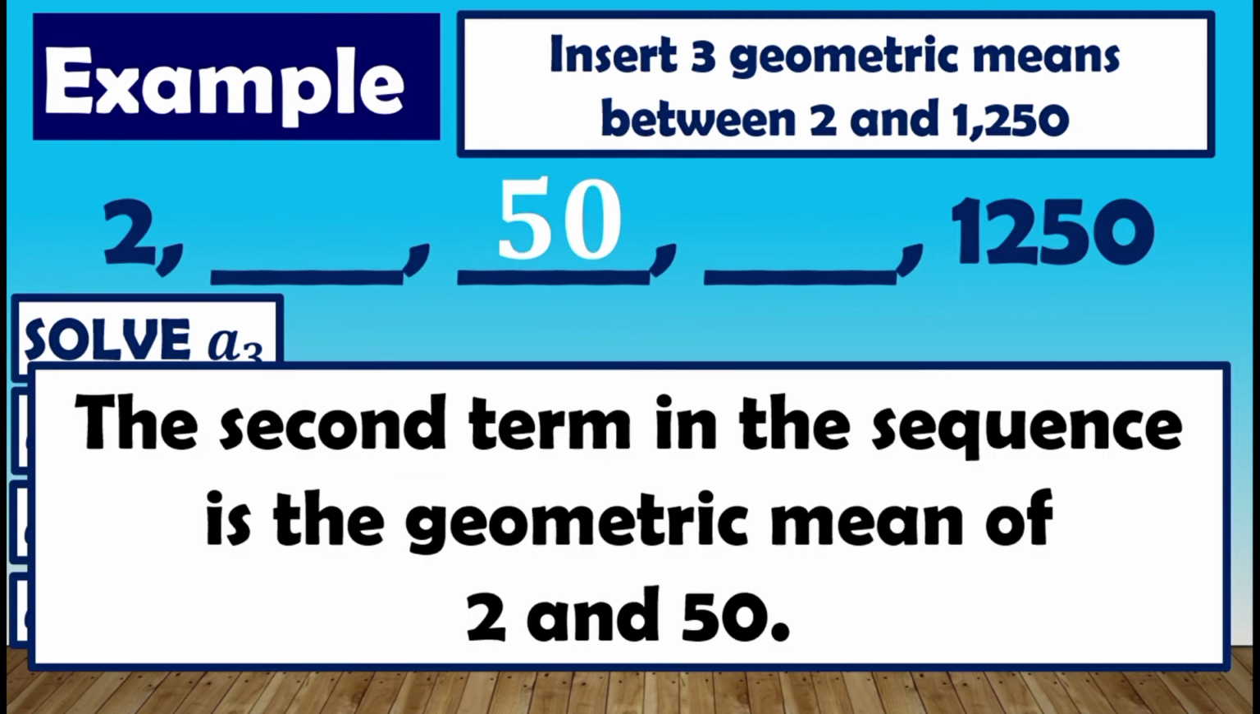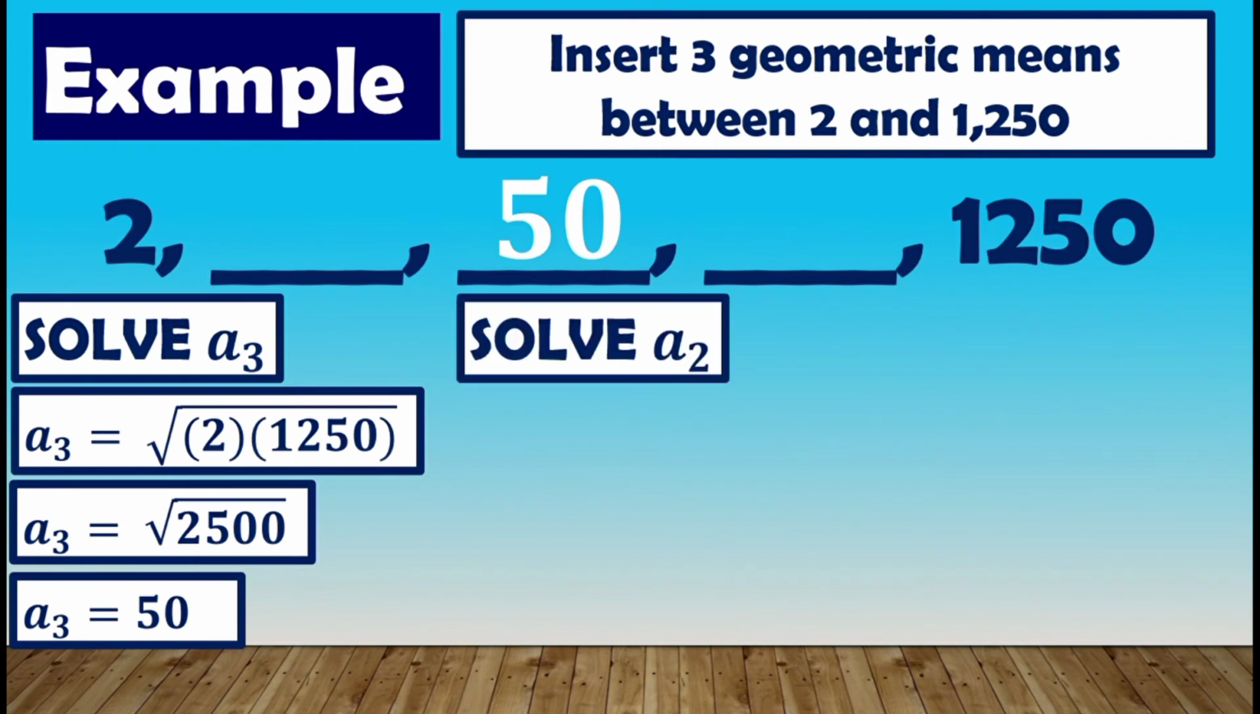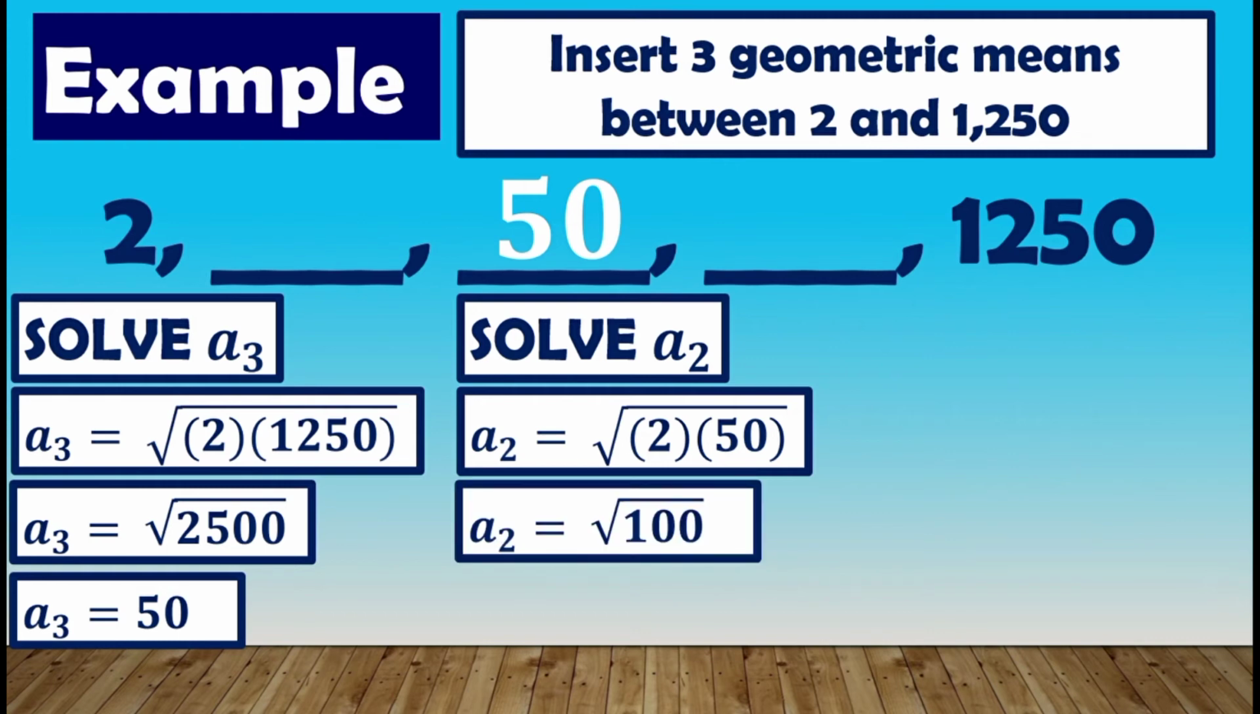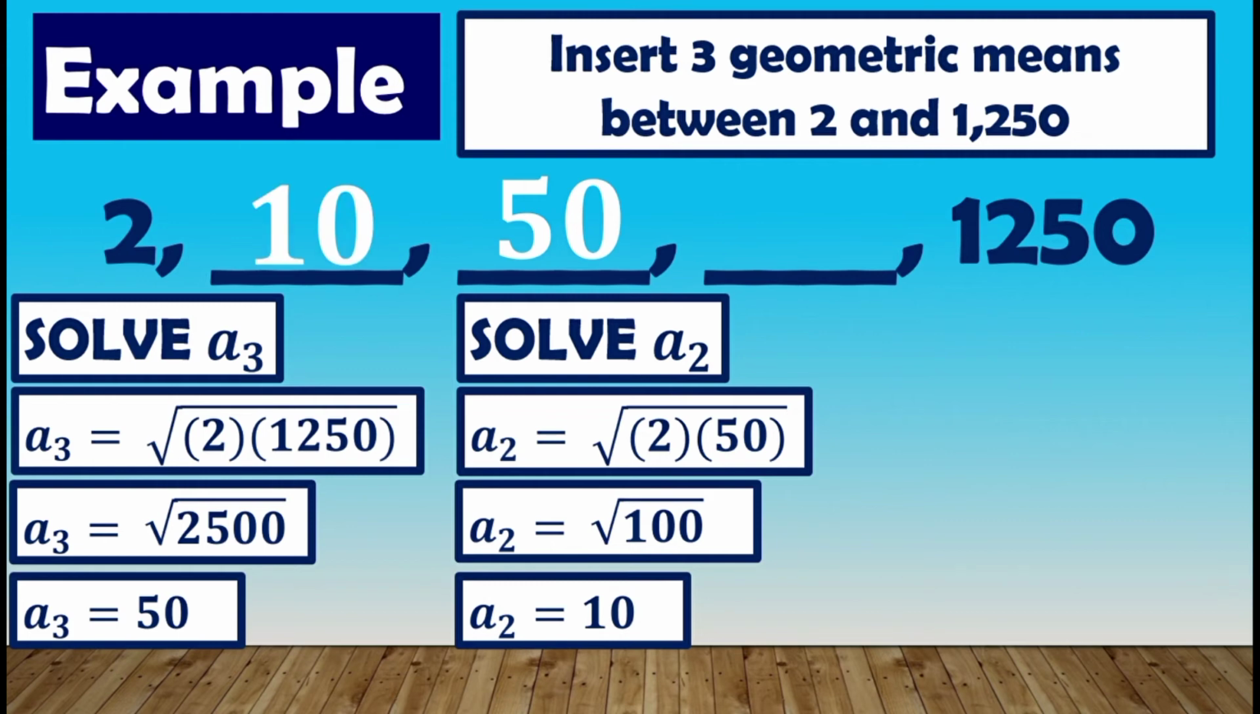Let's also remember that the second term in the sequence is the geometric mean of 2 and 50. This means to solve for our a sub 2, that is, square root of 2 times 50. The product of 2 and 50 is 100, and square root of 100 is 10. This means our second term in this geometric sequence is 10.